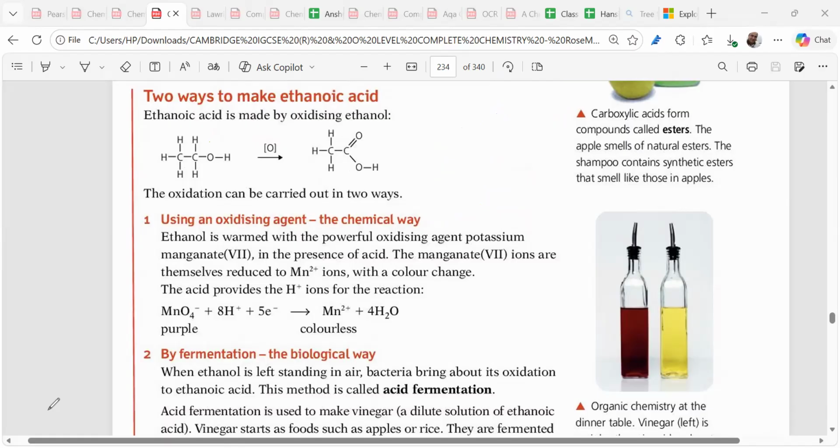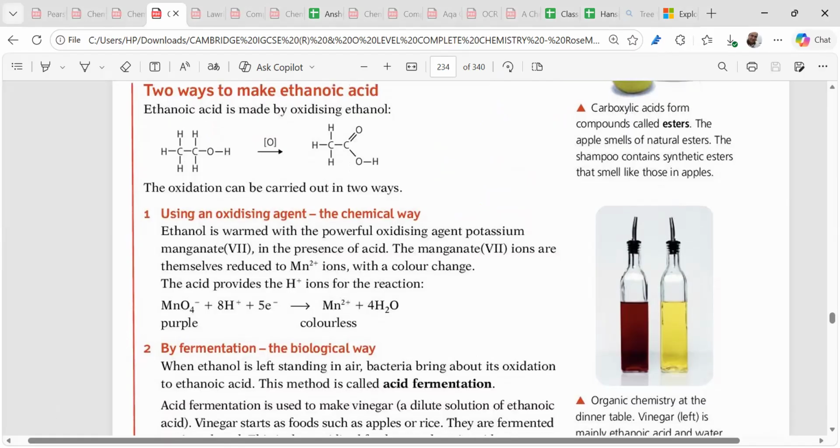Can you open the book quickly? This reaction practice is 218, right? Isn't it? Yes, I've marked 218.